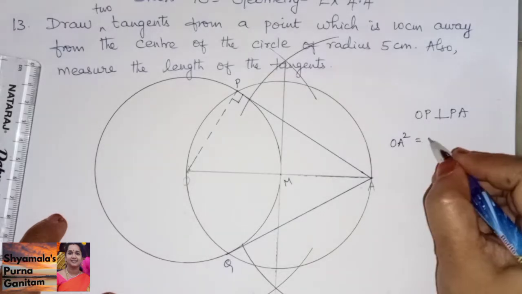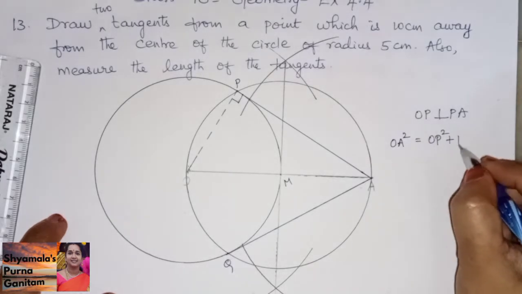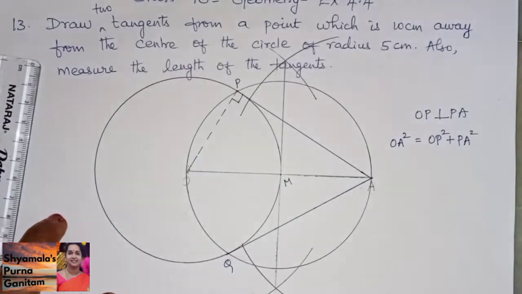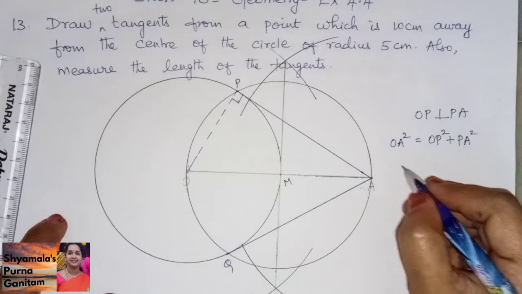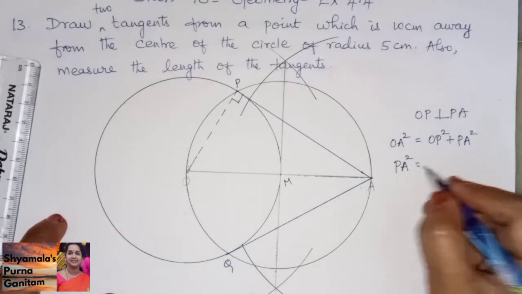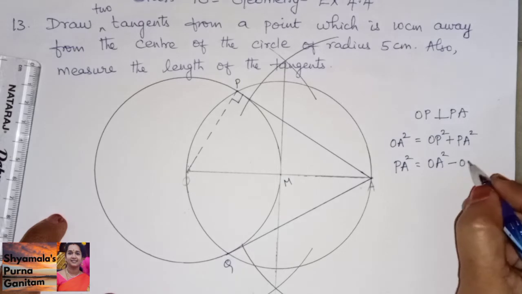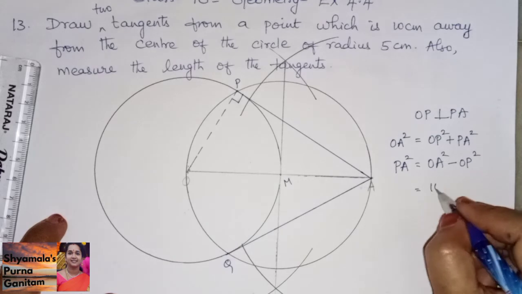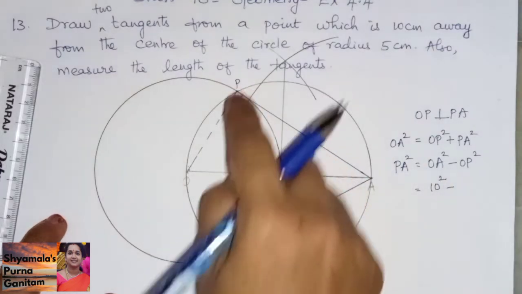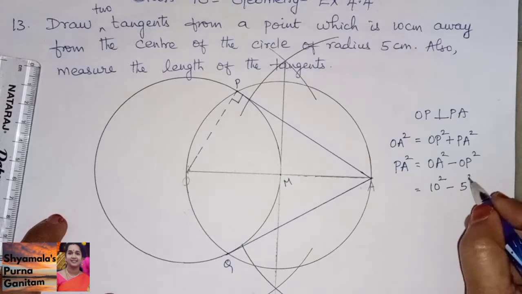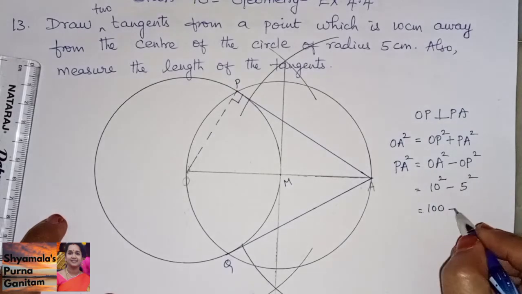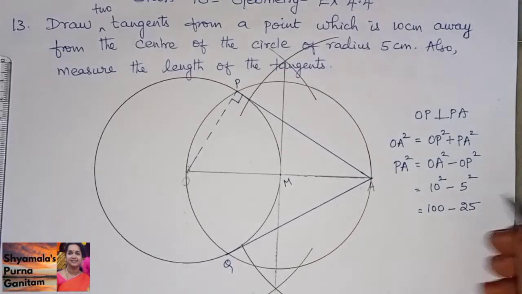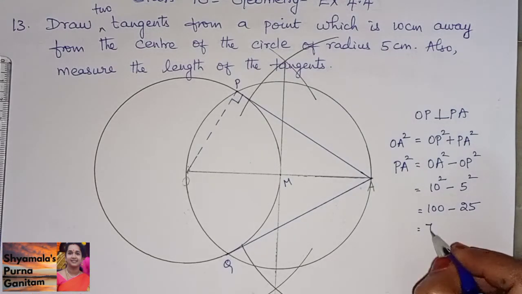So OA squared is equal to OP squared plus PA squared. So PA is the tangent. So that length of the tangents we are asked to find. So PA squared is equal to OA squared minus OP squared. So OA is 10 centimeter. So that is 10 squared minus OP is 5 squared. So 10 tens are 100, 100 minus 5 fives are 25. So 100 minus 25, that is equal to 75.